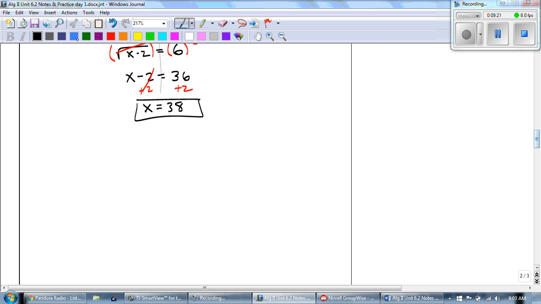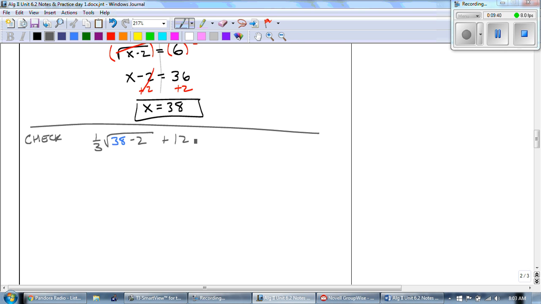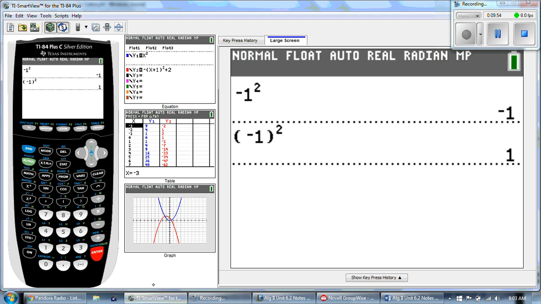Okay. And then once we get that, we need to come down here and check it. So I have 1/3 times the square root of 38 minus 2 plus 12 equals 14. 38 minus 2 is 36. What's the square root of 36? You should know it. You should not have to come over here and do it, but it is 6.